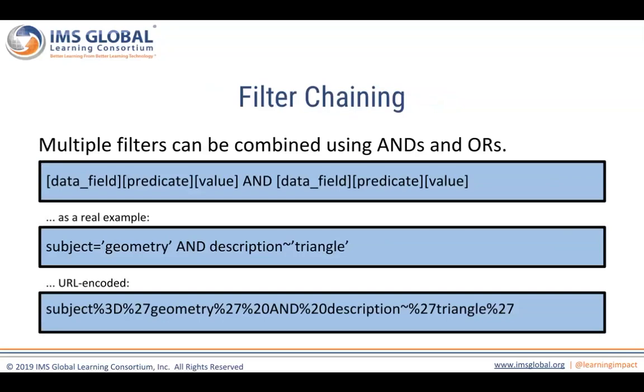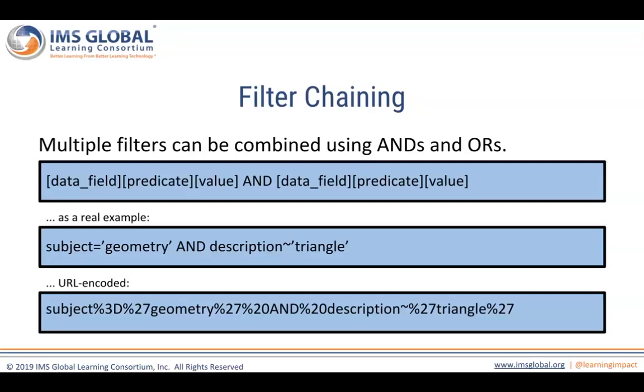But of course, you're going to want to do more complicated searches than that. And for that, it's very simple filter chaining. Construct as many of your filters as you need, data predicate value, data predicate value. And then you can combine them using ands or ors. So in this case, let's say we want all the resources that are in the geometry subject, but very specifically, we are looking for resources that have to do with triangles.